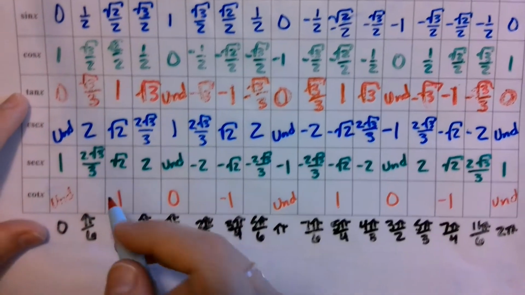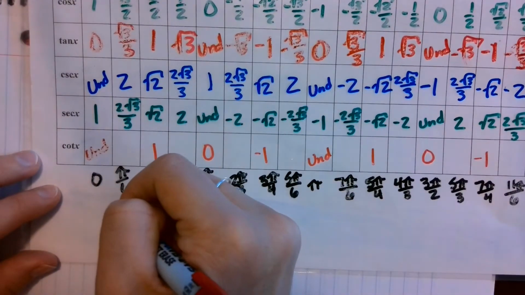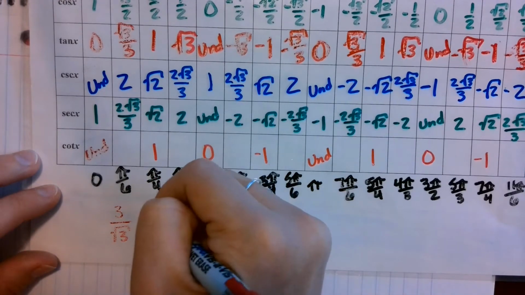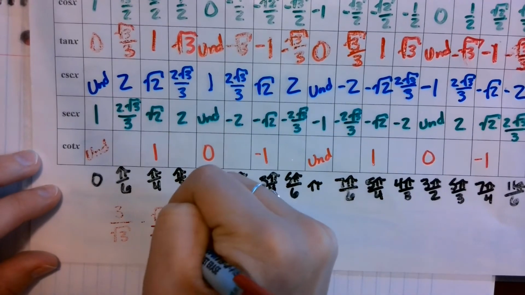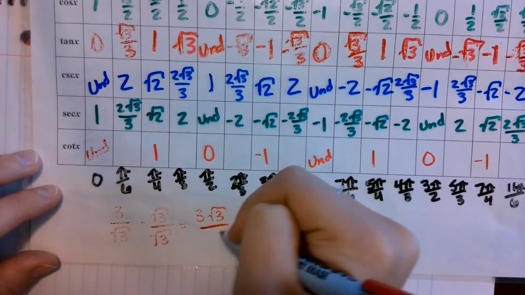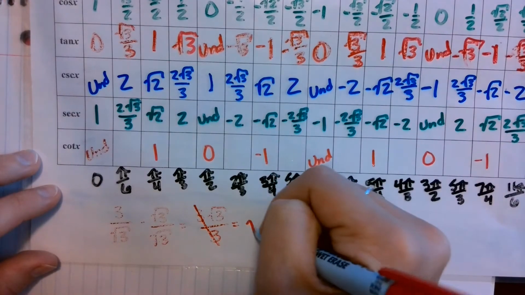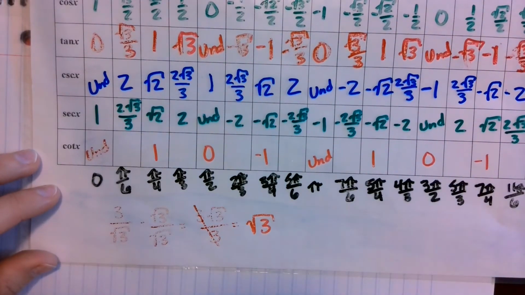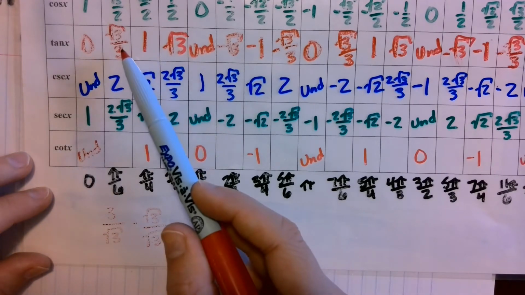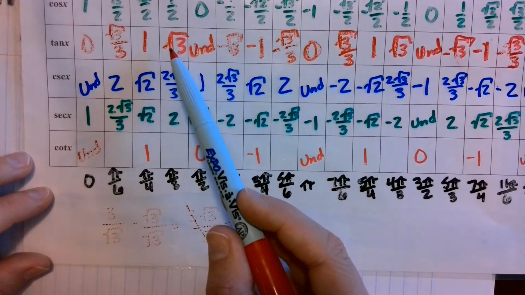So we've got this radical 3 over 3 that we're going to be finding the reciprocal of. So 3 over radical 3. Sorry, this marker is not great. But we're going to get radical 3 for those. So it's kind of interesting because we took the reciprocal of radical 3 over 3 and we got radical 3.